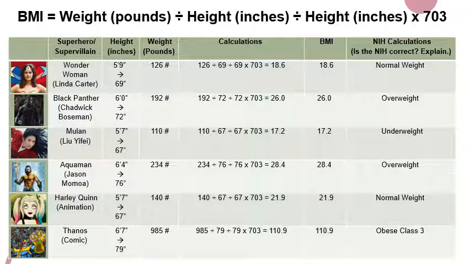Harley Quinn, the animation version, she's 5 feet and 7 inches. So 5 times 12 plus 7 equals 67 inches. So the calculation for her BMI is 140 divided by 67 divided by 67 times 703 equals 21.9. So that's her BMI. And when you look at it, she is considered normal weight.